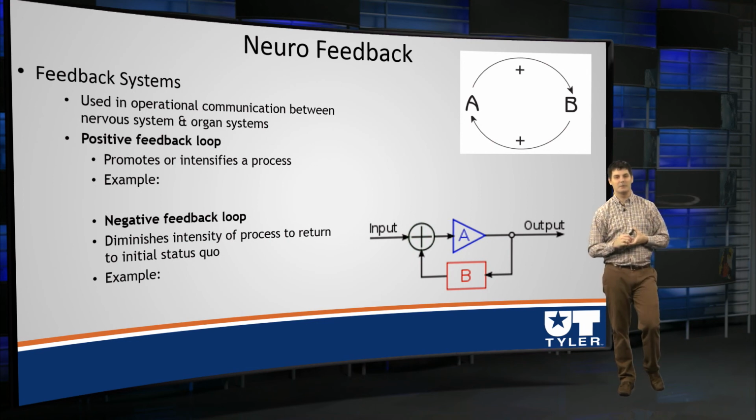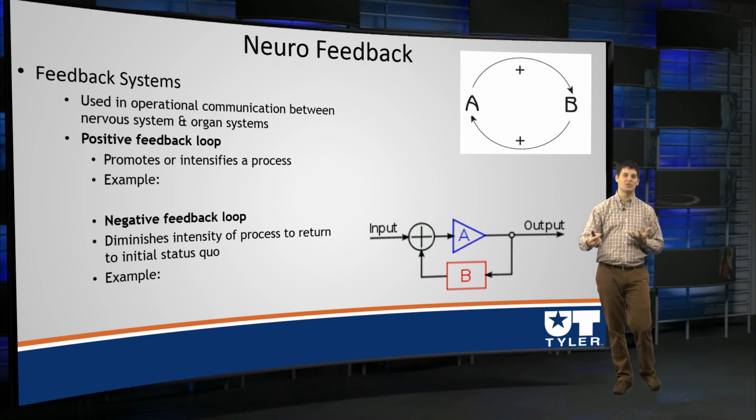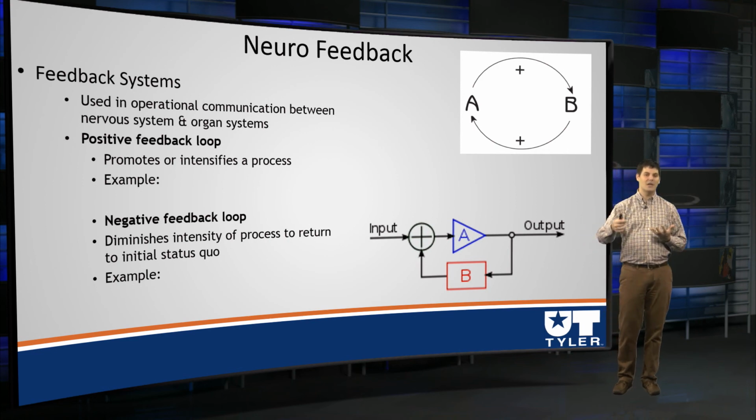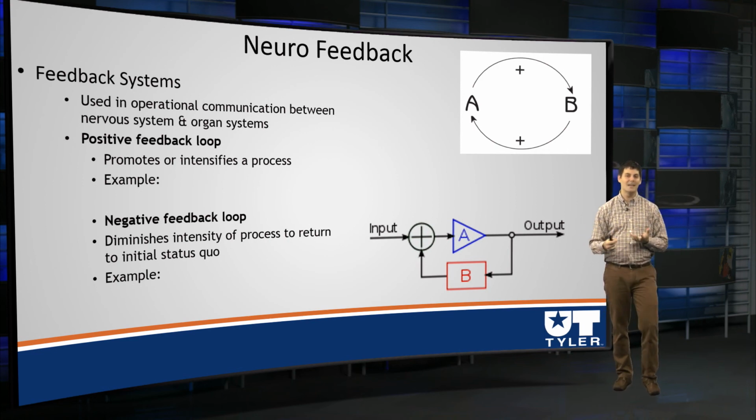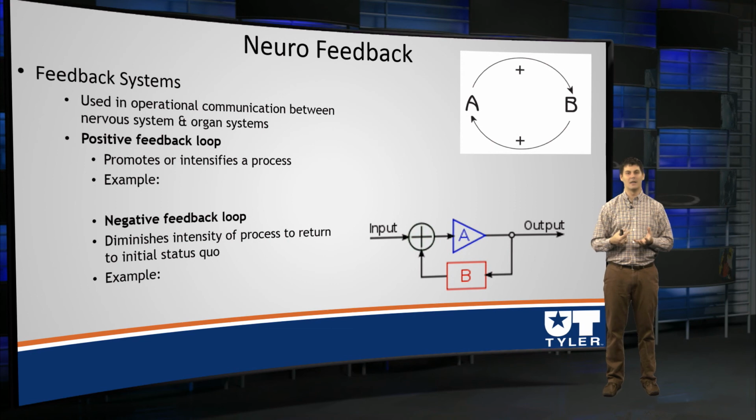This is illustrated by the bottom picture here, where we have an input that causes some change in A. That change in A then causes a negative feedback on B, which then inhibits A to get us back into equilibrium. Again, I would say this is the most common.